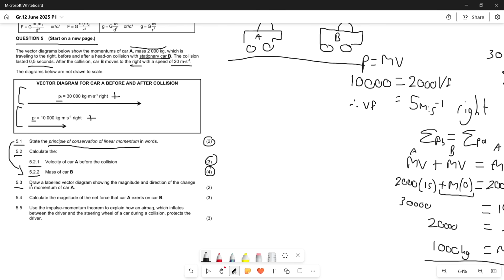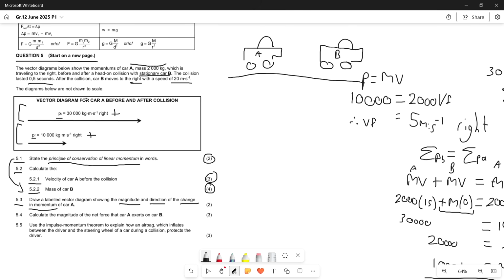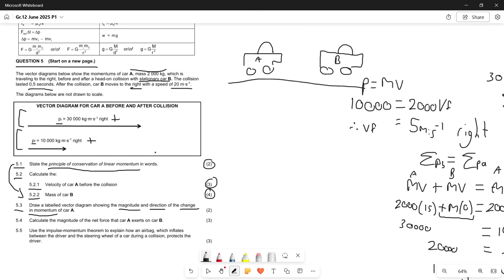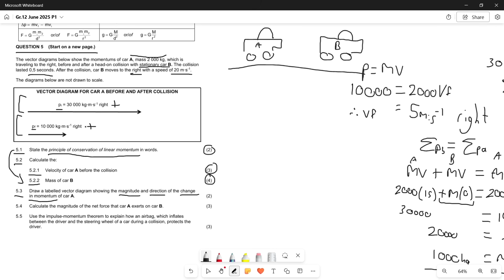So we're on 5.3. It says draw a labeled vector diagram showing the magnitude and direction of the change in momentum of car A. So car A is what they had over here, is what they plotted here with its momentum. Change in momentum is our delta P, which means it is the final momentum minus the initial momentum. So that means we're dealing with delta P. We have 10,000 because that is our final momentum going right, minus 30,000 also going right, which means we have -20,000 kg·m·s to the -1.